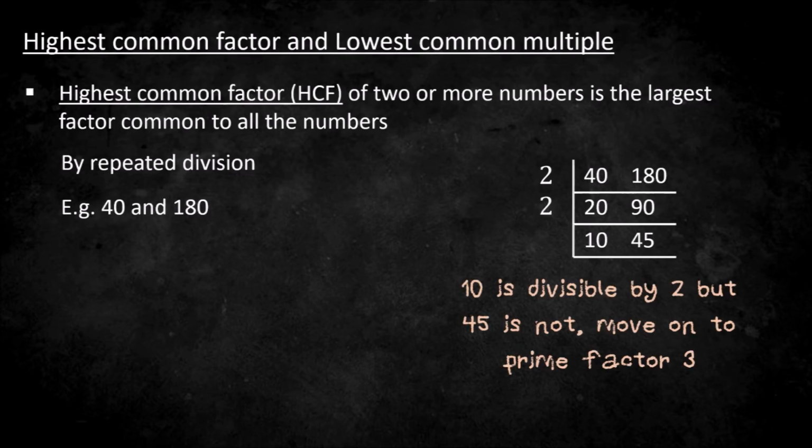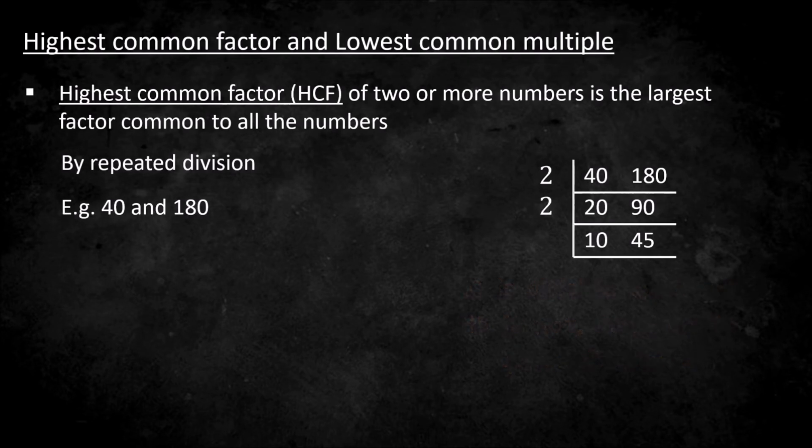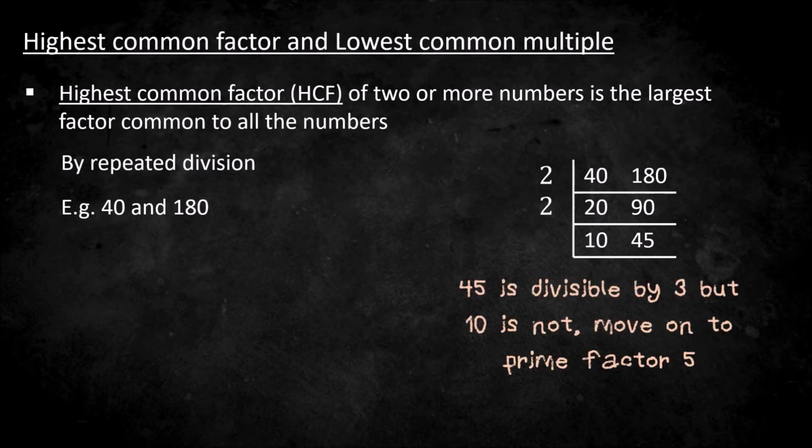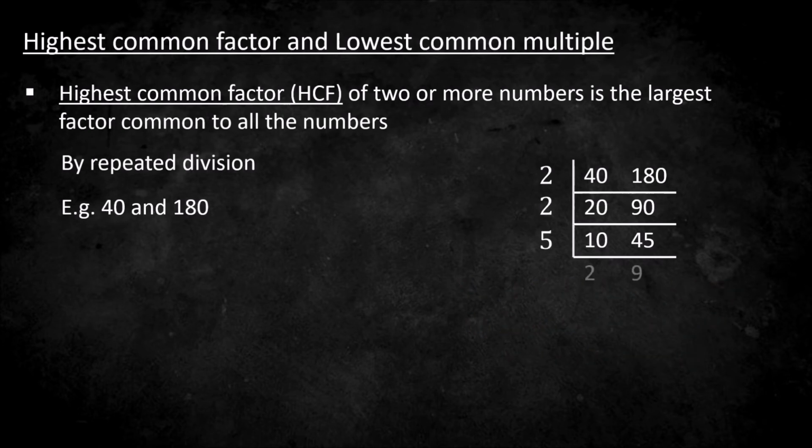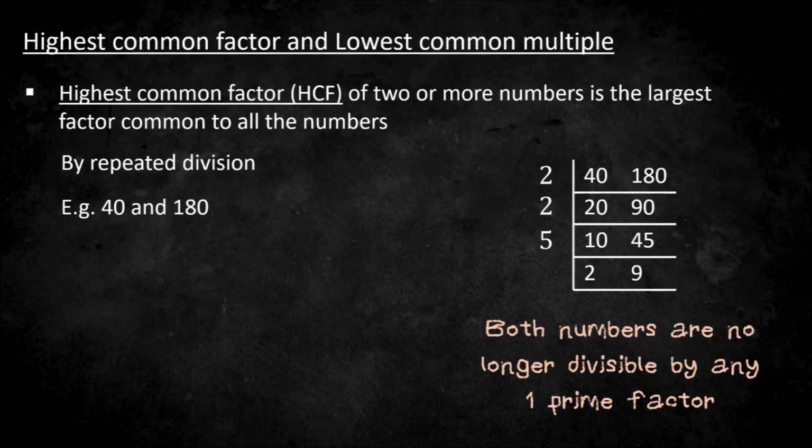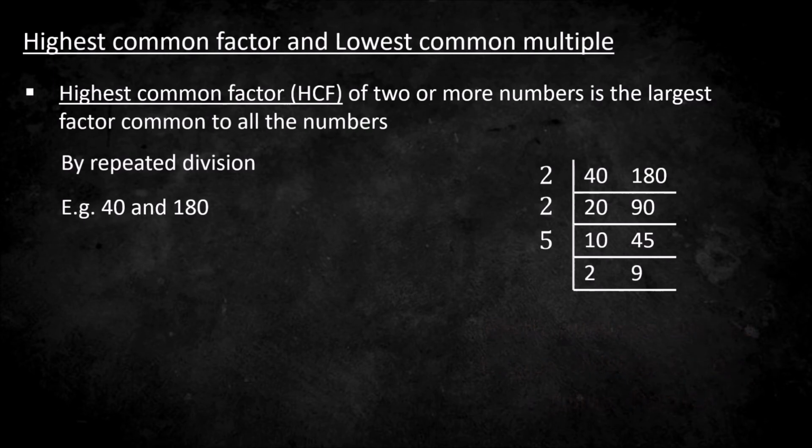Move on to the next prime number that all numbers are divisible by. For the example, the prime number is 5, and not 3 as 10 is not divisible by 3. Keep dividing until there are no prime numbers that all numbers can be divided by. The product of these prime factors is the highest common factor.